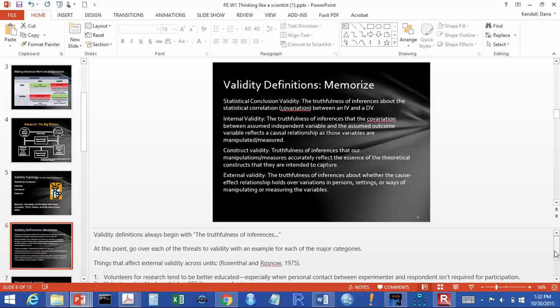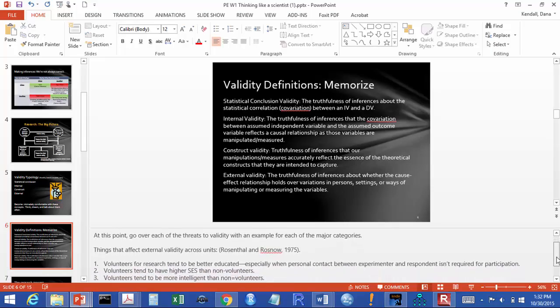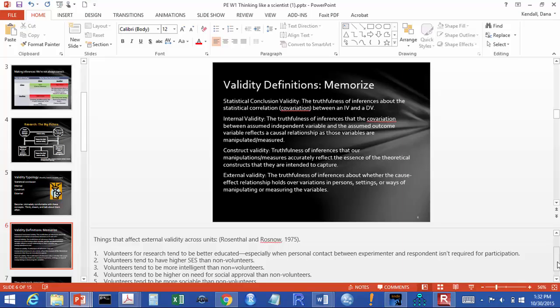All right, so one thing regarding external validity that I wanted to let you know, and I think I explained this in social psych as well, so maybe you heard this before, but there was a study done in 1975, Rosenthal and Rosnow, very famous researchers, and they found that people who volunteer to be in research studies are systematically different in certain ways than people who don't volunteer. And so this has ramifications for external validity, as you can imagine.